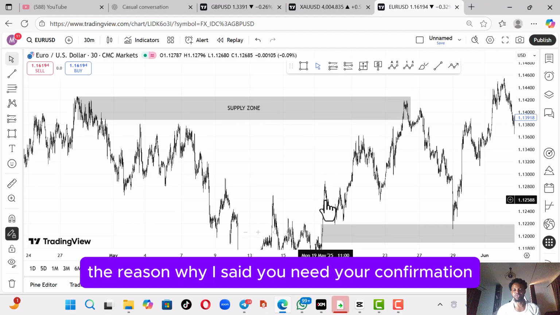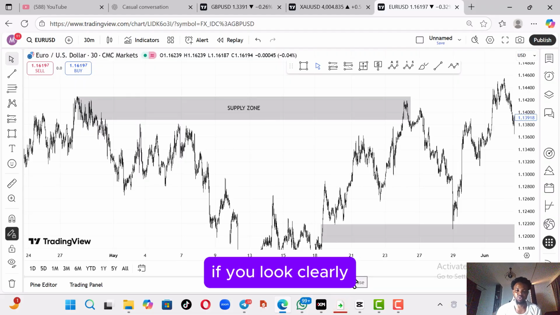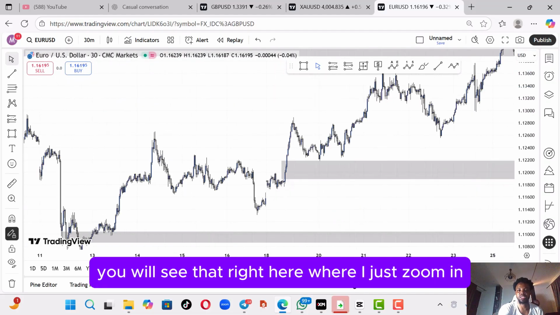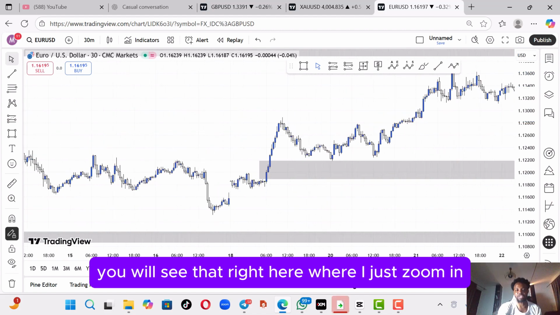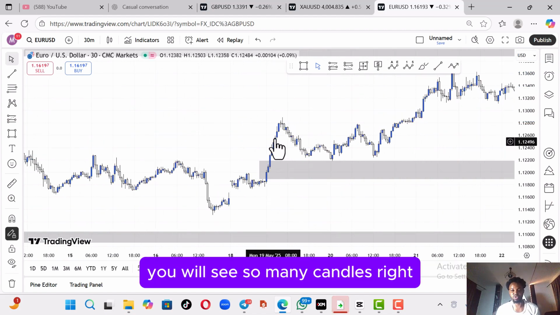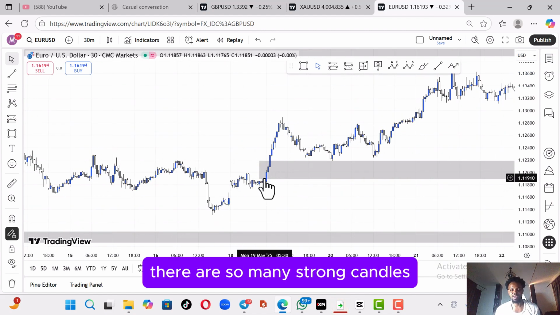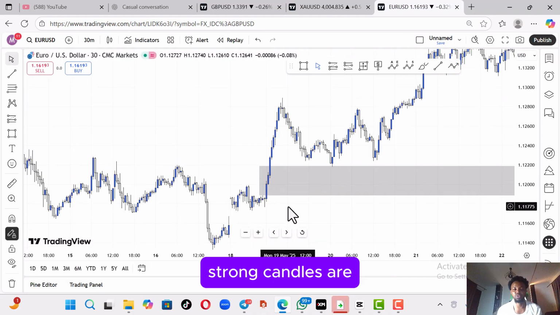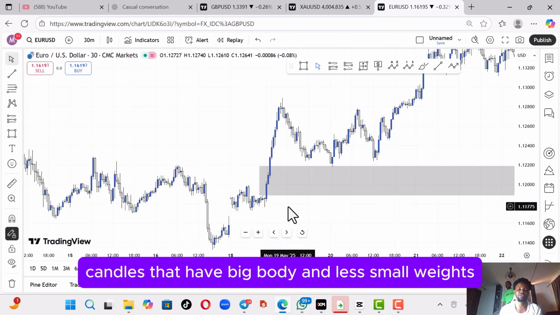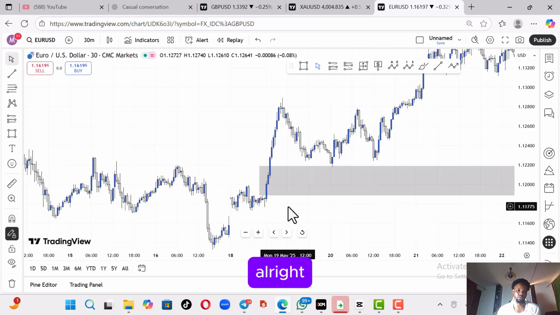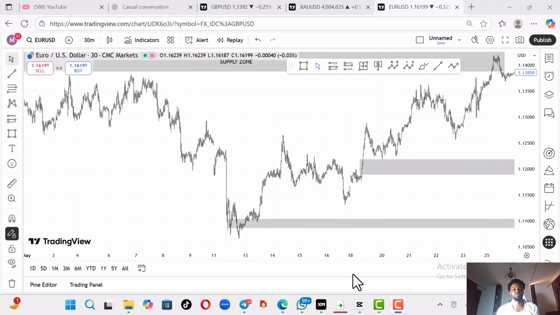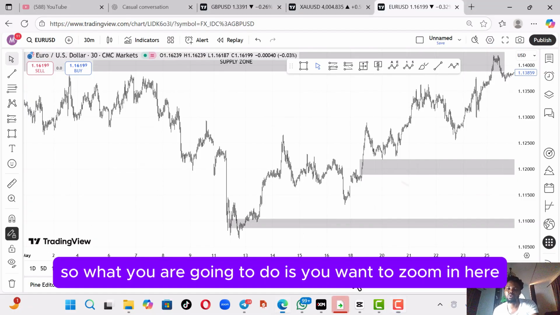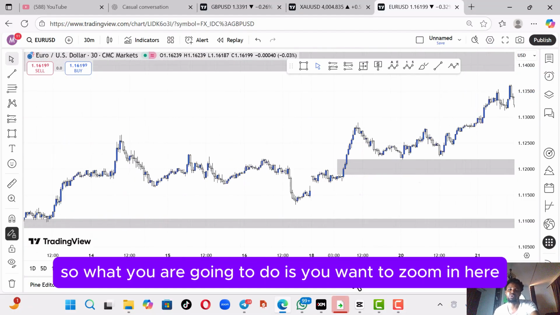The reason why I said you need your confirmation, if you look clearly, you will see that right here, where I just zoomed in, you see so many candles, right? There are so many strong candles. They have less wick. How you know strong candles are candles that have a big body and small wicks. All right, continue. So what you are going to do is zoom in here.